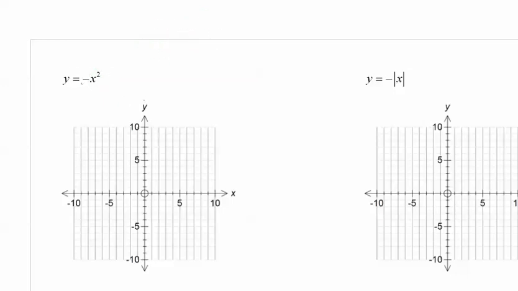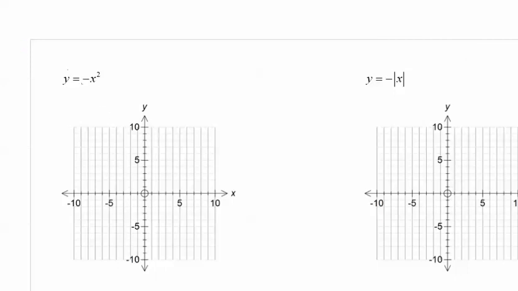Also in this case, when it was being applied to x, it was the absolute value of negative x, but in this case, we can see that the negative is being applied after we take the absolute value. So when it's being applied to y, it's being applied after we do whatever it is that we intended to do to the function.